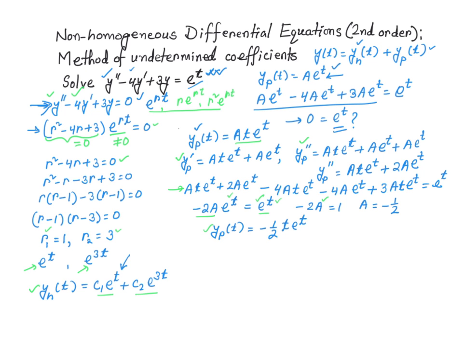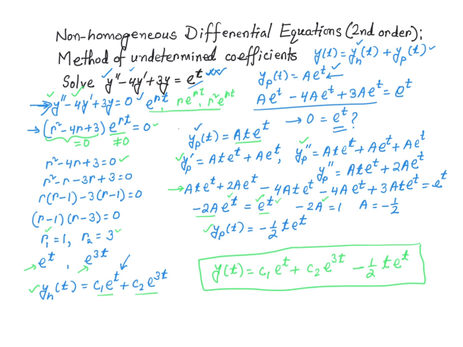Then my general solution is going to be the sum of these two. So y of t is going to be c1 e to the power t plus c2 e to the power 3t minus 1/2 t times e to the power t. And that is going to be my final solution, or general solution, for this second order non-homogeneous differential equation.